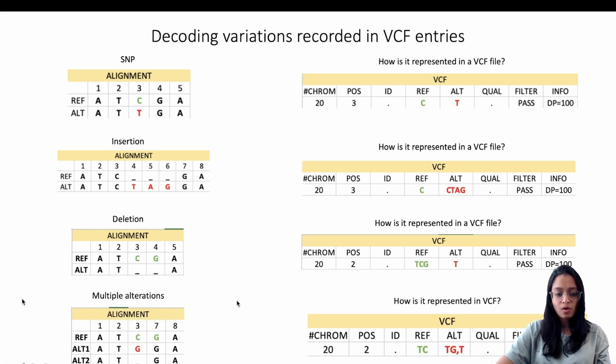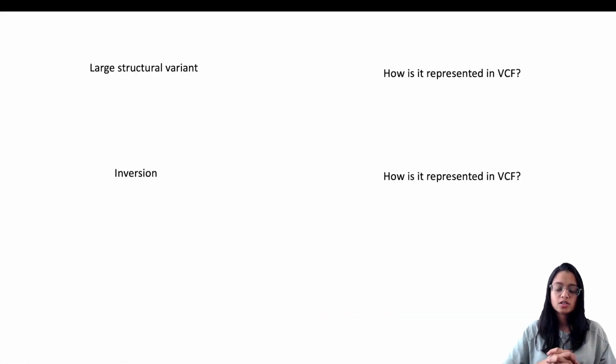If there are multiple alterations, so let's say we have alternate alleles, where one allele has a SNP and the other allele has a deletion at position 3. This can be represented in the alternate allele column with commas representing the different types of alterations observed at that position. In addition to these variations, there are also structural variants that can be reported in a VCF file, like a large deletion or inversion.